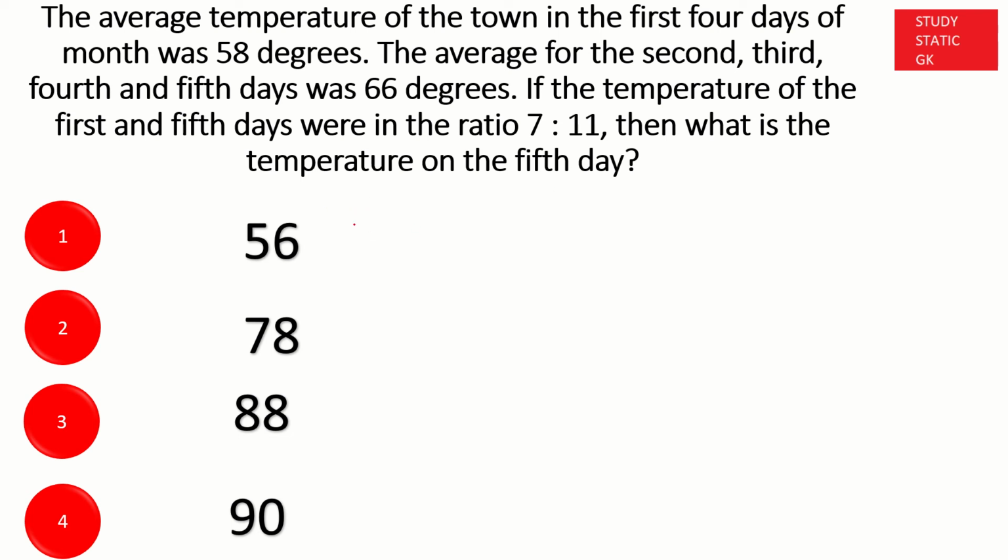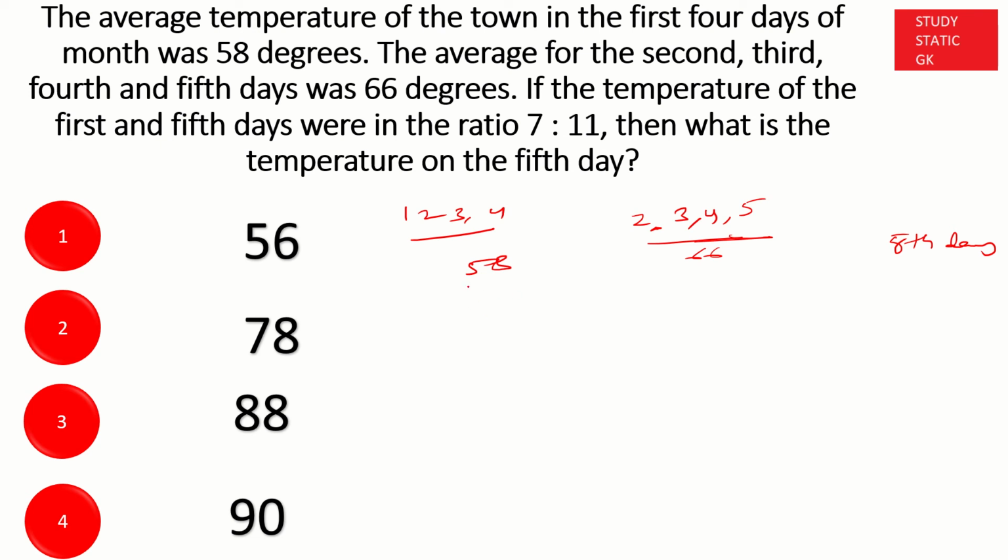So here he is giving the first 4 days. The average temperature of the first 4 days, 1, 2, 3, 4, is 58. Again, he is giving 2, 3, 4, 5. The average temperature is 66. So he is asking about the temperature on the fifth day. Fifth day temperature is asked, right?